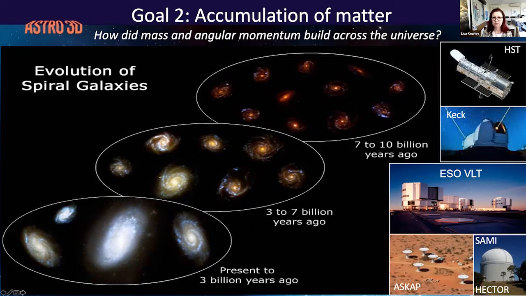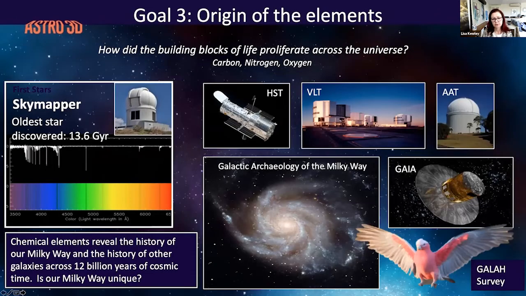And then we're trying to understand the origin of the elements. How did the building blocks of life, such as carbon, nitrogen, and oxygen, build up in the first stars, and then how did they evolve within the first galaxies and subsequent generations of galaxies across cosmic time? To do that, we're using a combination of different instruments. We're using SkyMapper to discover the oldest stars in the universe. We're using HST, the VLT and the AAT to discover early galaxies and then follow them up to measure their spectra and then measure their chemical elements.